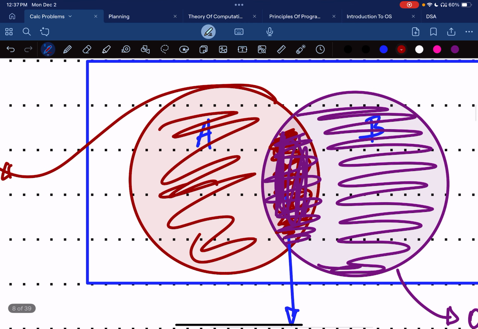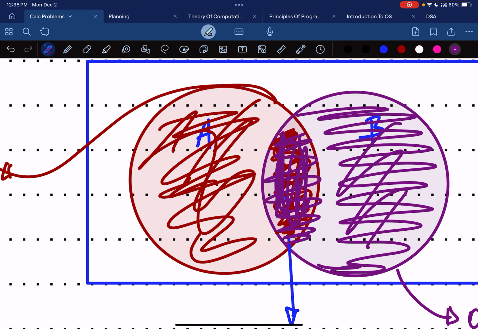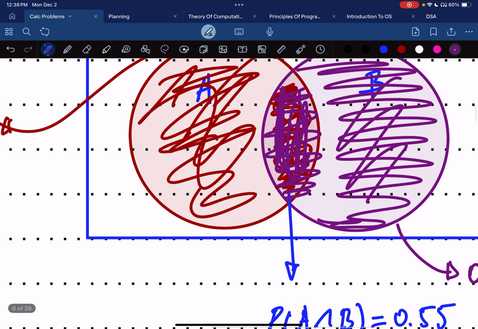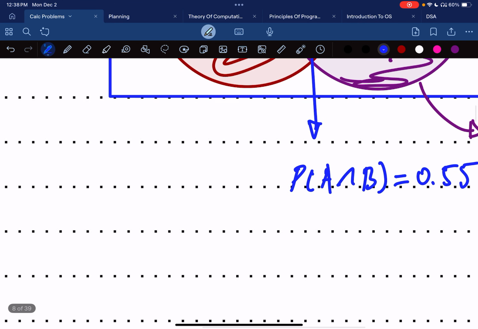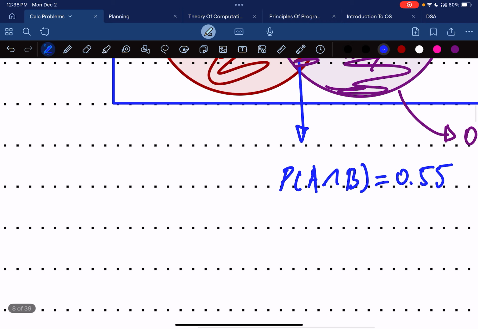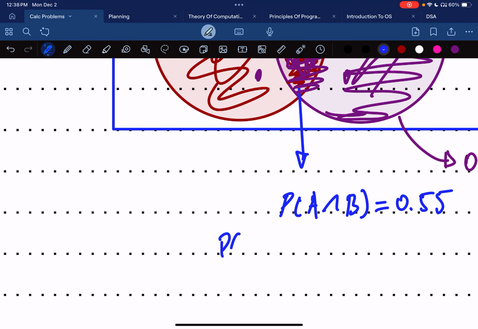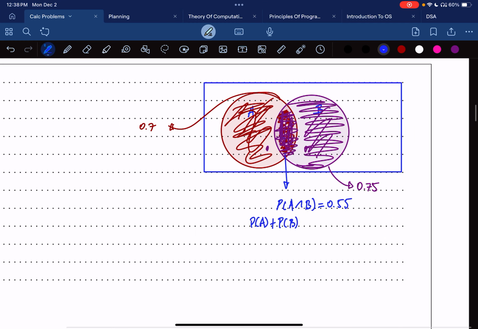Now the question is, if this is the probability of finding both A and B, this middle part, and this is the world of A, and on this side we have the world of B, where can I find where I have both? I can take either one event, anything from the world of A or the world of B. So that is pretty interesting to find. So what I can do is just do the probability of finding A, or the probability of finding B. Simple, right?